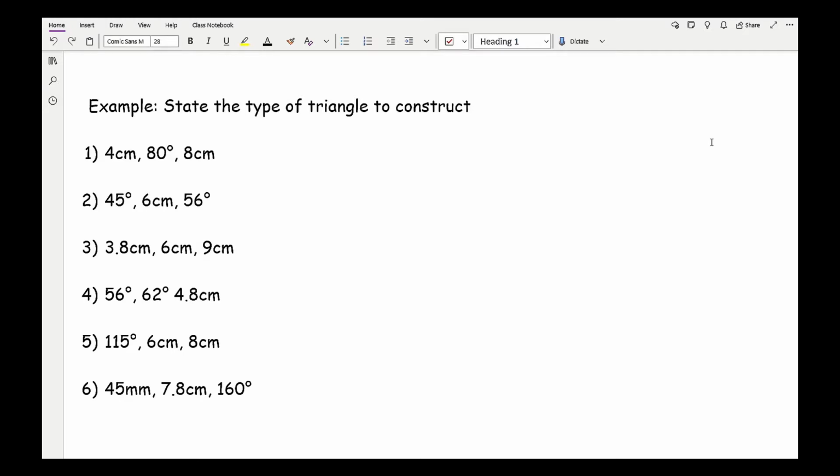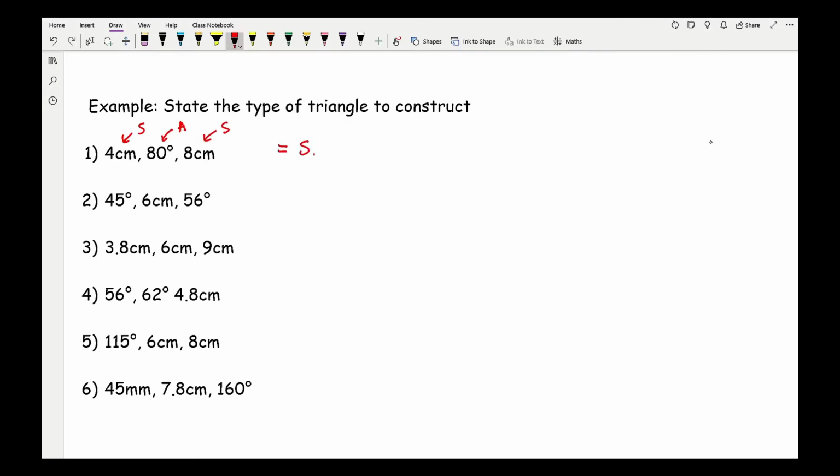So in the first question here, I've got an S, which is a side. 4 centimeters represents a side, 80 degrees represents an angle, and 8 centimeters represents a side. So that's going to equal an SAS triangle. In the second question, I've got an angle, a side, and another angle. So that's going to be an angle side angle triangle. For the third one, I've got a side, side, side, so that's just going to be an SSS triangle.